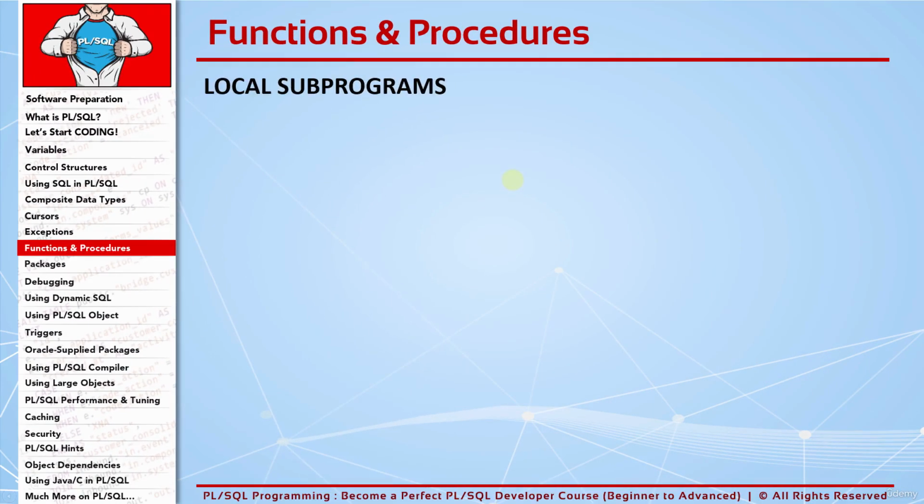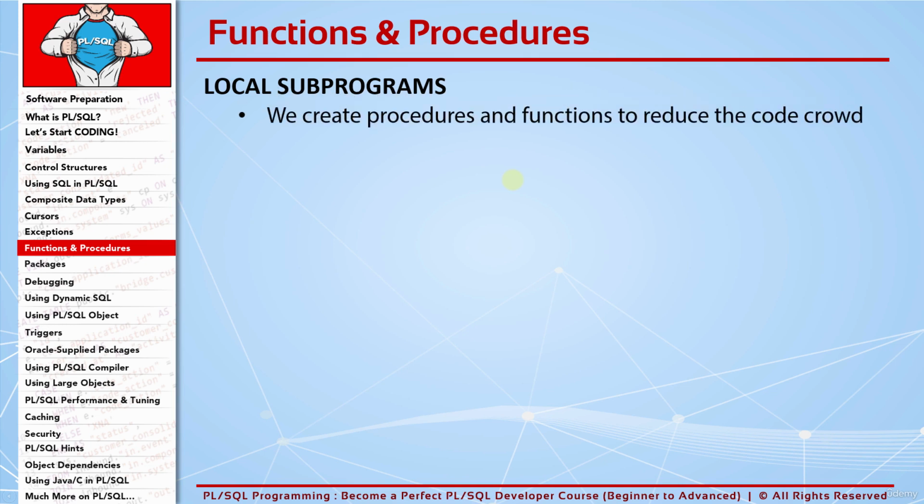Hi, in this lecture you will learn how to create and use local subprograms. As you know, we create procedures and functions to reduce the code crowd when we do the same things over and over again. We create functions or procedures based on our job needs and use them whenever and wherever we need. But notice that we create these functions and procedures at the schema level, meaning they are stored in the database. Because of that, we call them stored procedures or stored functions.